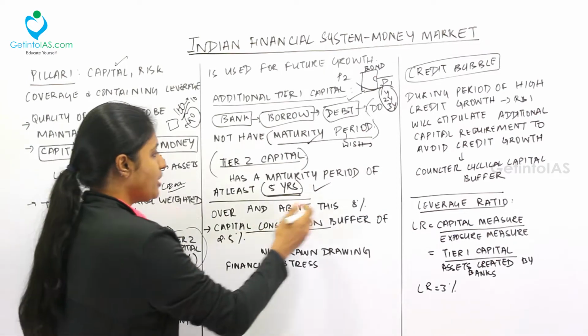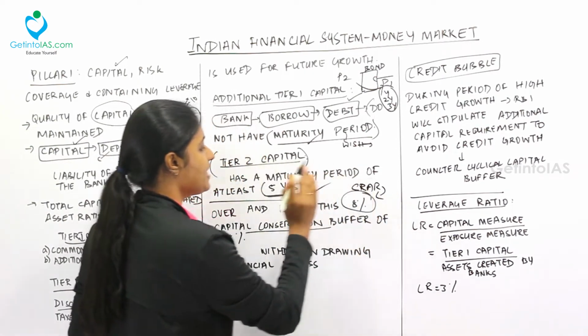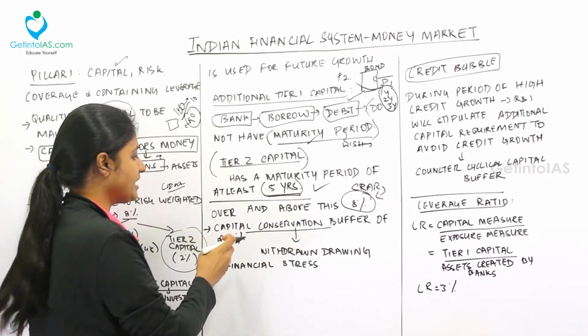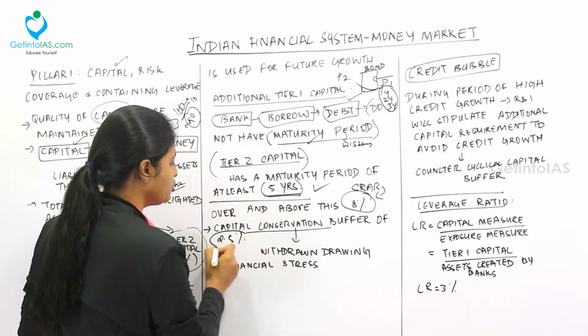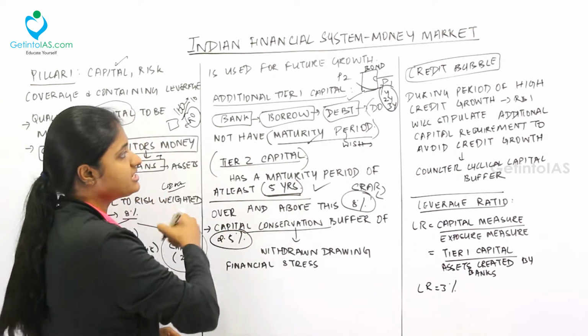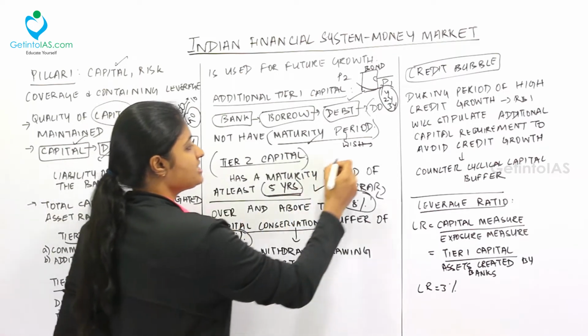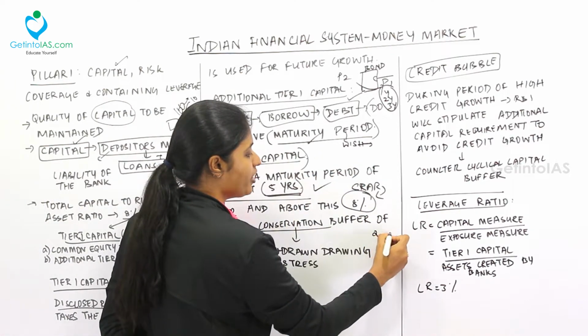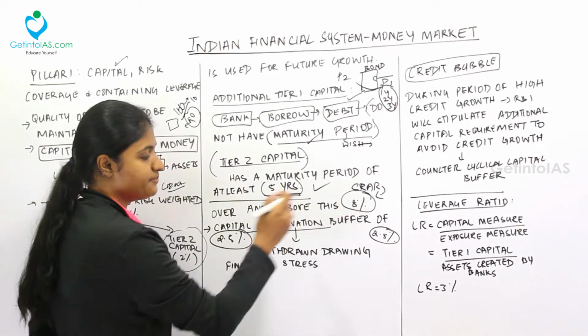Now over and above this 8%, so this CRAR or CAR of 8%, banks have to save some more. That is called the capital conservation buffer. How much does it have to maintain? 2.5%. All this is the recommendation of the Basel 3 norms, fine. So the capital conservation buffer is how much? 2.5%. For what are they maintaining this capital conservation buffer?